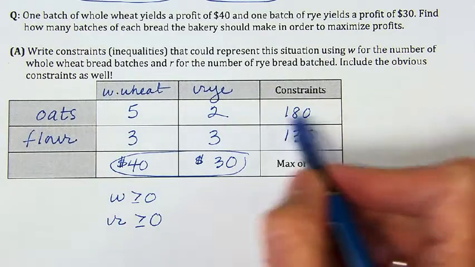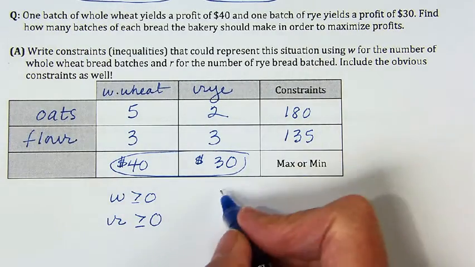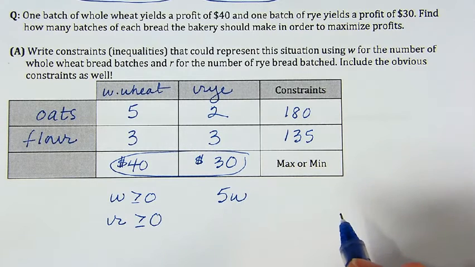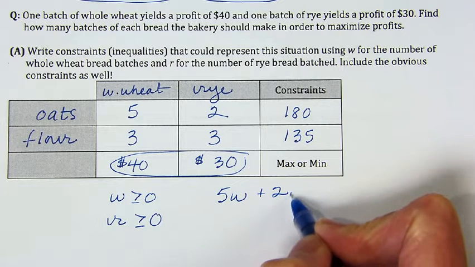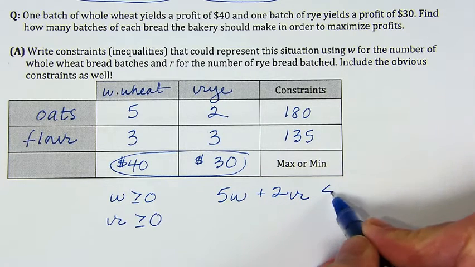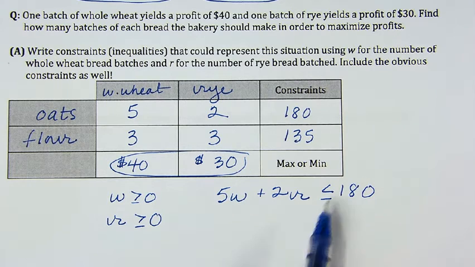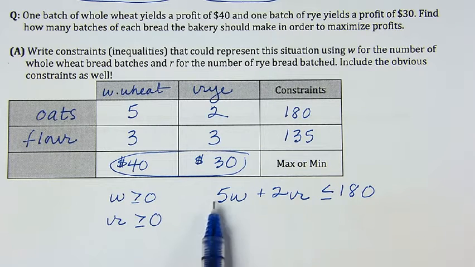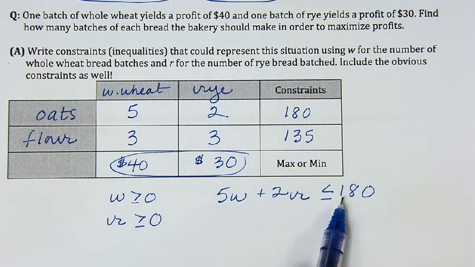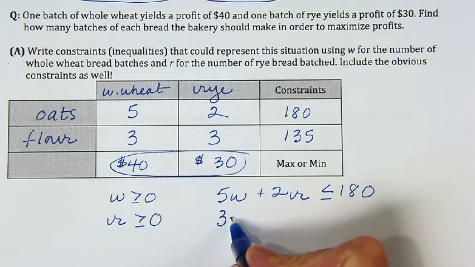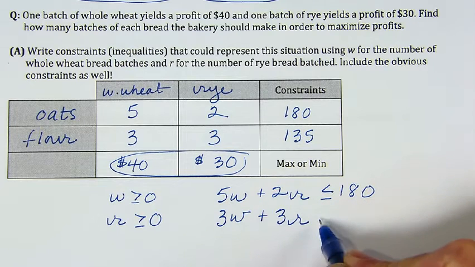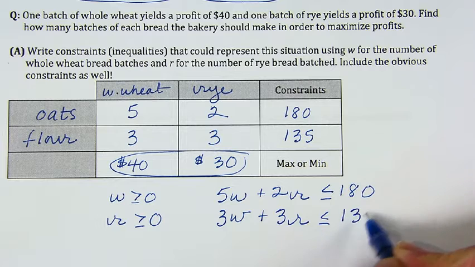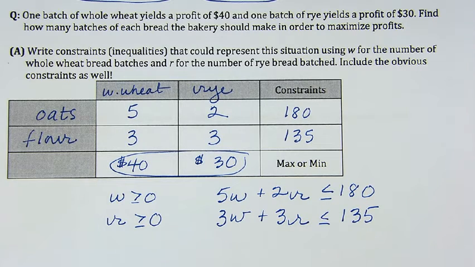Now, going this way, we have a constraint on our oats. So 5 pounds per batch of whole wheat plus 2 pounds per batch of rye, and my maximum amount I have is 180 pounds, so it's either going to equal 180 pounds, I'm going to use it all, or I'm going to use less than that. And then the other constraint is on the flour, where I use 3 pounds of flour on the whole wheat batch, I use 3 pounds on the rye batch, and I need to keep that under or equal to 135 pounds.